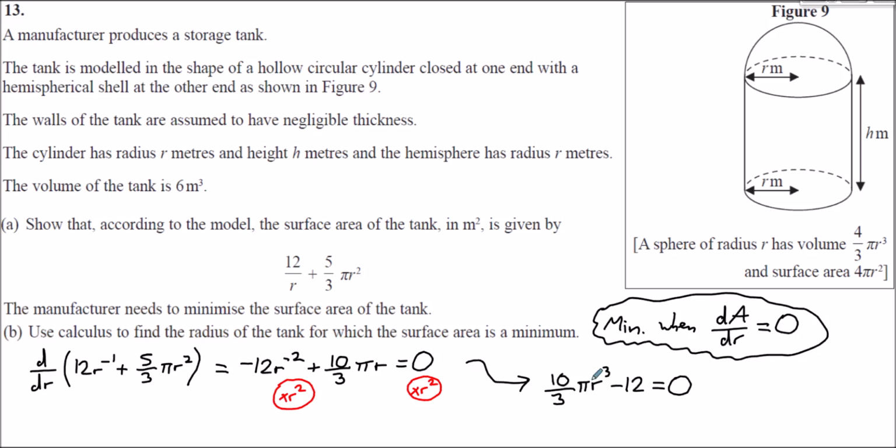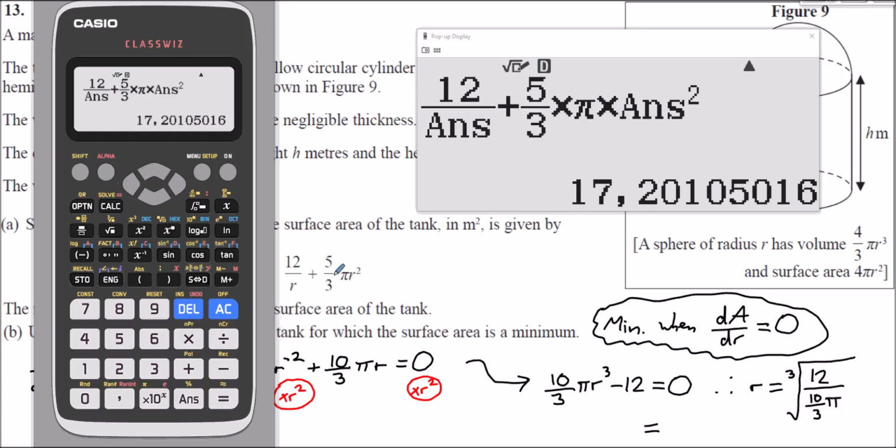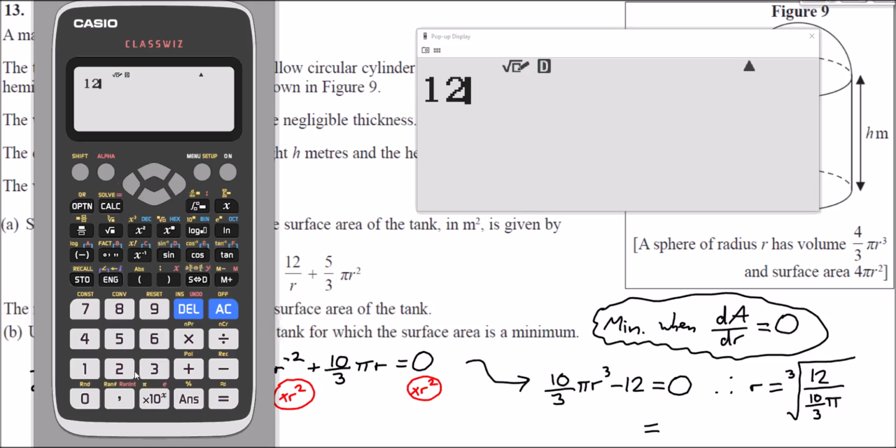If I add 12, divide by 10 thirds pi, and then cube root the whole thing, I'll have what r is. So r is going to be 12 divided by 10 thirds pi, all cube rooted. If that's too awkward, you can do this in a few different steps, which I'll show you now. First, I'm going to add 12 to both sides. So if I add 12 to both sides, I get 10 thirds pi r cubed equals 12. I can then times by 3.